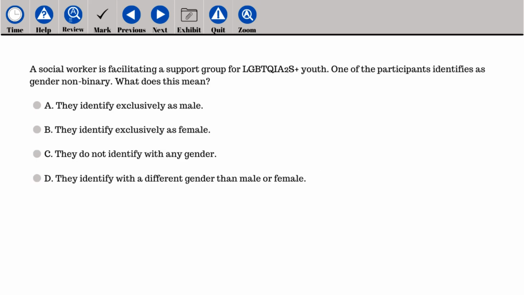A social worker is facilitating a support group for LGBTQIA2S+ youth. One of the participants identifies as gender non-binary. What does this mean? A. They identify exclusively as male. B. They identify exclusively as female. C. They do not identify with any gender. D. They identify with a different gender than male or female.